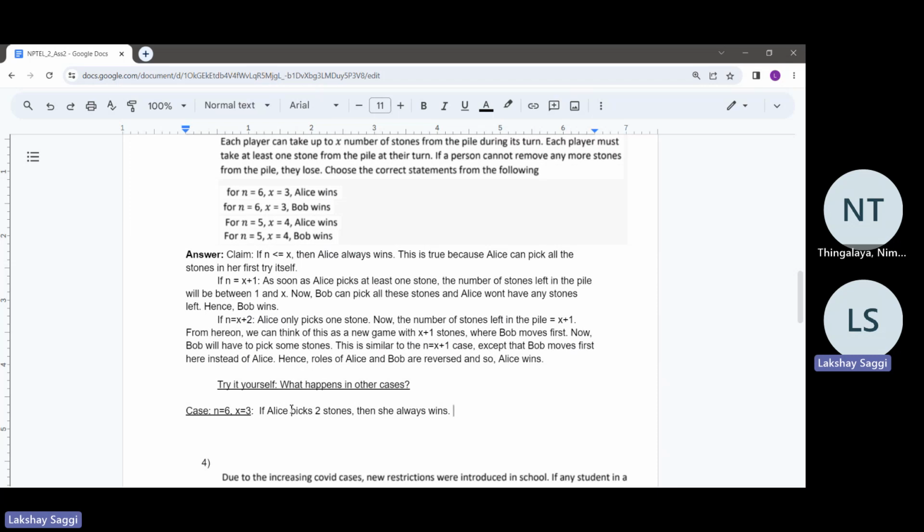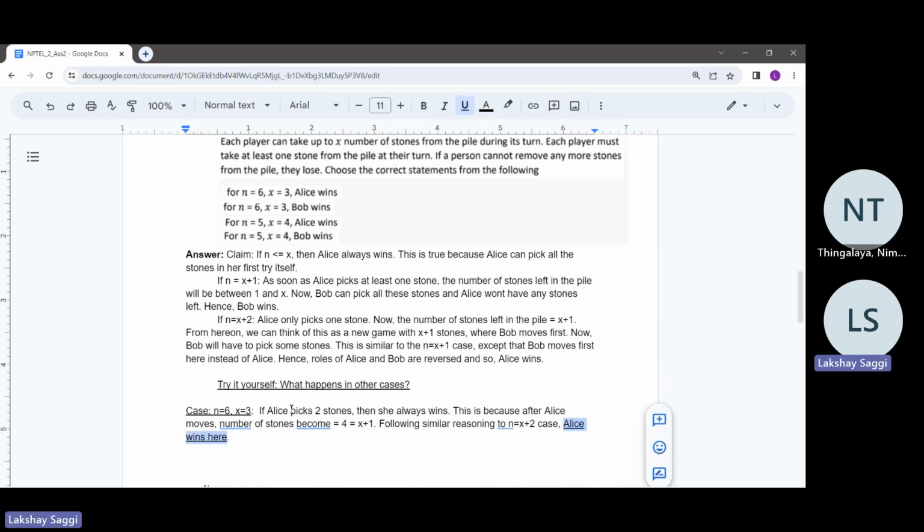And why is this the case? This is because after Alice moves, the number of stones becomes equal to 4, which is x plus 1. Now following similar reasoning to the n equals x plus 2 case, Alice wins here. So Alice has a sure shot way of winning by picking two stones here.